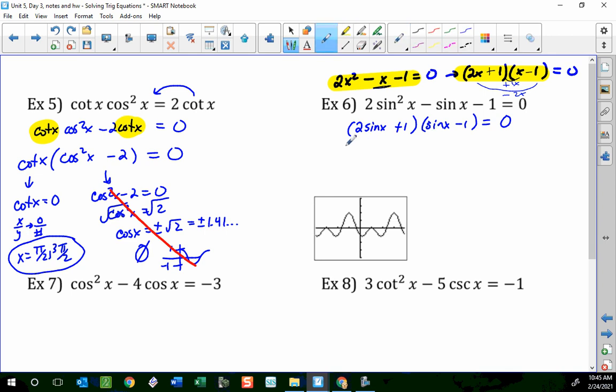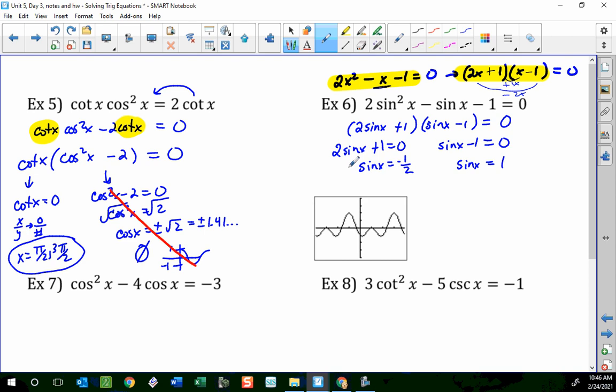So I set each part equal to 0. 2 sine x plus 1 equals 0, and sine x minus 1 equals 0. All right, so from there I have to solve these things. I'm going to take away 1, divide by 2, so I get sine x equals negative 1/2. I'm going to add 1 to both sides over here, so I get sine x equals 1. These are both valid answers. All right, so let's go for it.